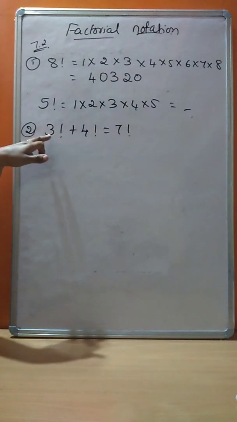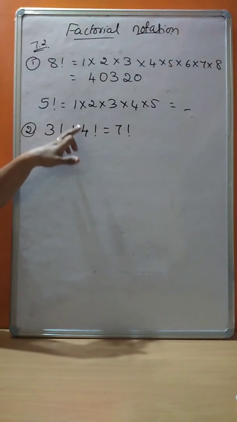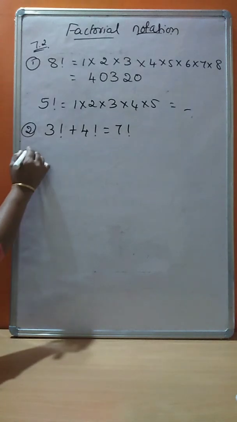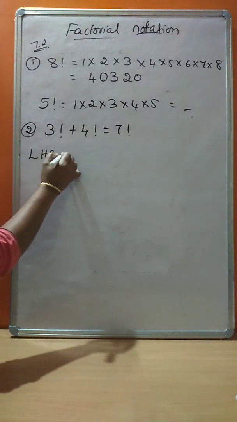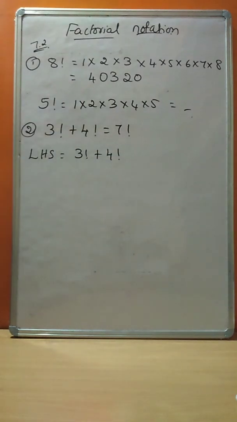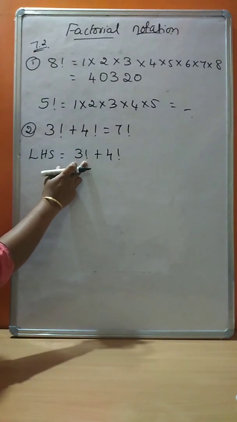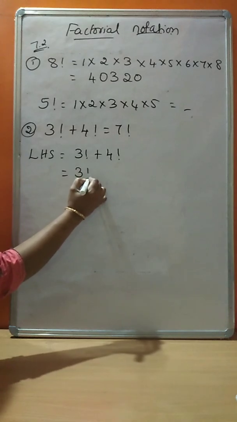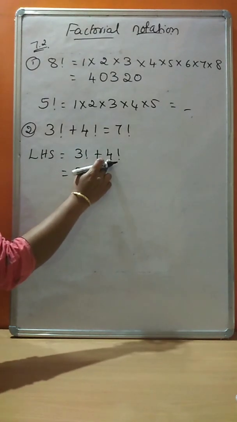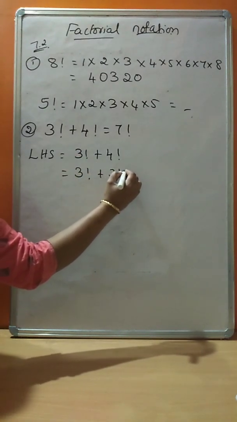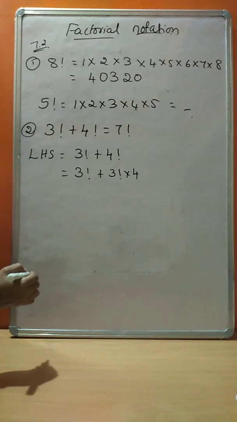Here we have 3 factorial plus 4 factorial is equal to 7 factorial. Let me check whether it is true or false. Let us consider LHS. LHS is equal to 3 factorial plus 4 factorial. Here 3 is smaller than 4. This 4 factorial can also be written as 3 factorial into 4. Can we write like this?